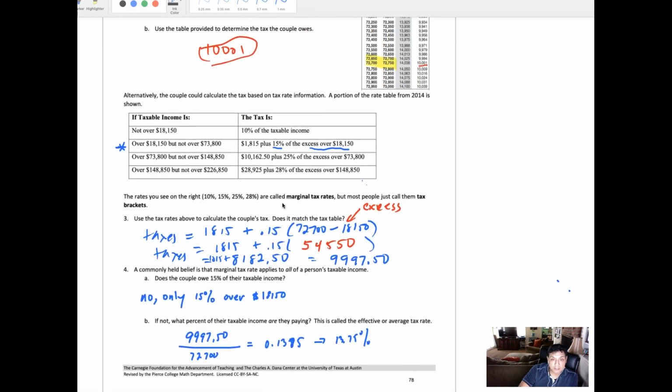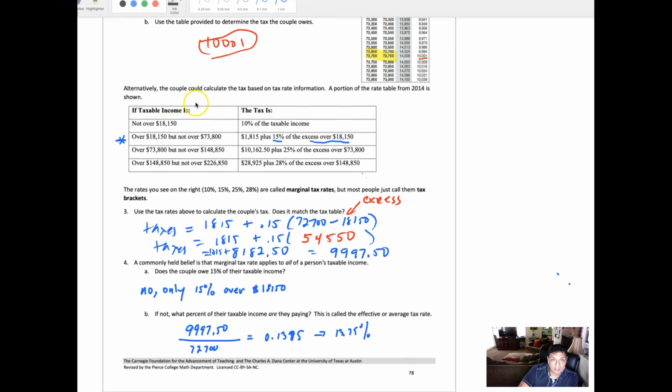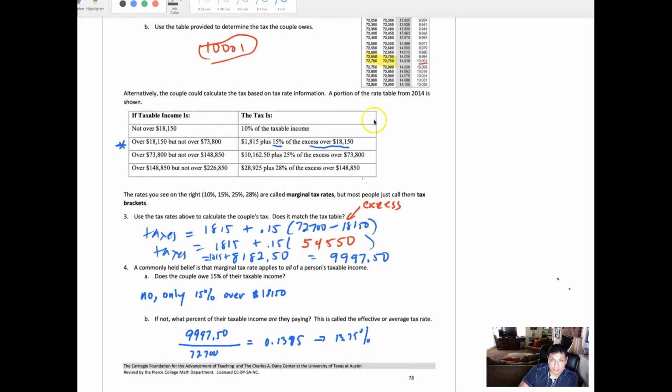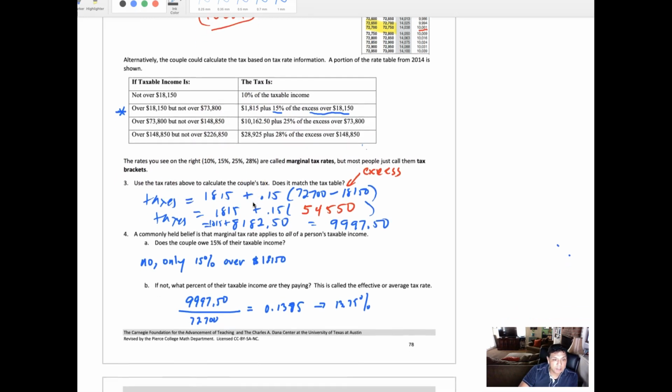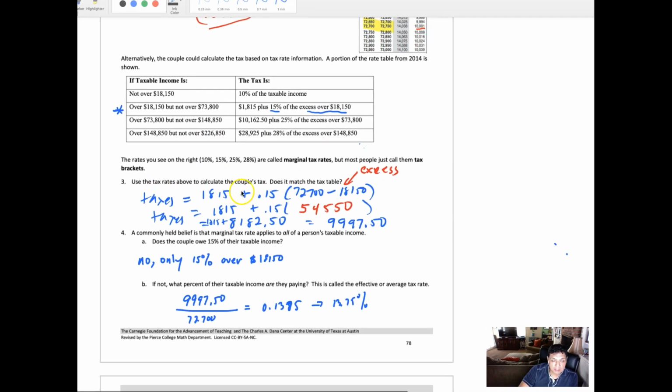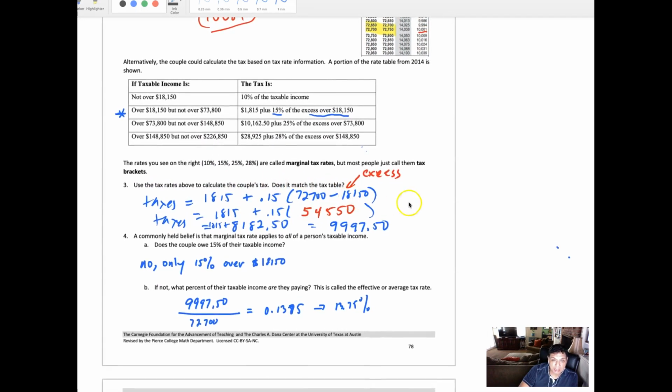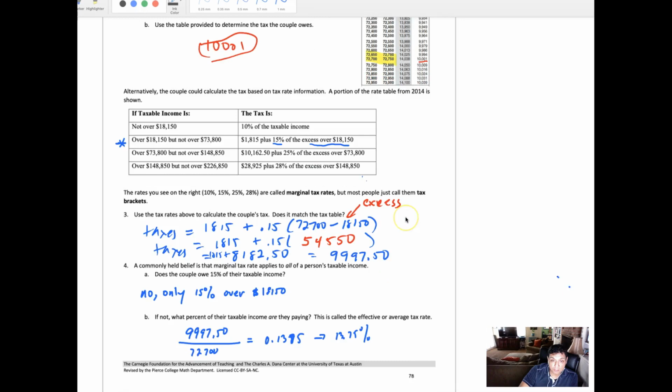Let's look at another situation. The couple could calculate their tax based on this information here, a portion from the rate table. This is from 2014; these are called the rate tables. The rates you see on the right are called marginal taxes. Most people just call them tax brackets, but they're really called marginal. Look at the calculation that's completed here. Use the tax rates above to calculate the couple's tax. Does it match the tax table? It's close. Our tax table value was 10,001.